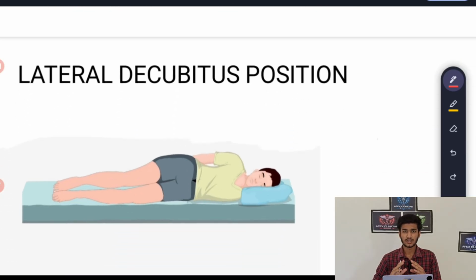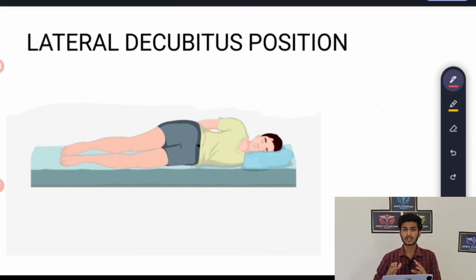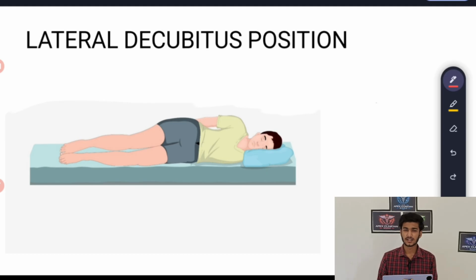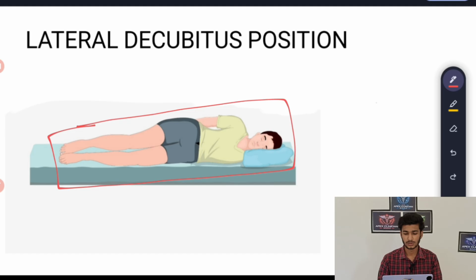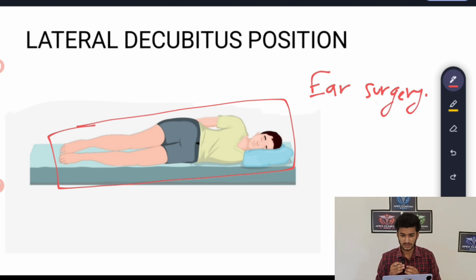After this position, we have the lateral decubitus position. In the lateral decubitus position, the person should be lying on the lateral side. It might be left, it might be right, but the person should be lying on one side of the body. This position is best for ear surgeries. That is called the lateral decubitus position.